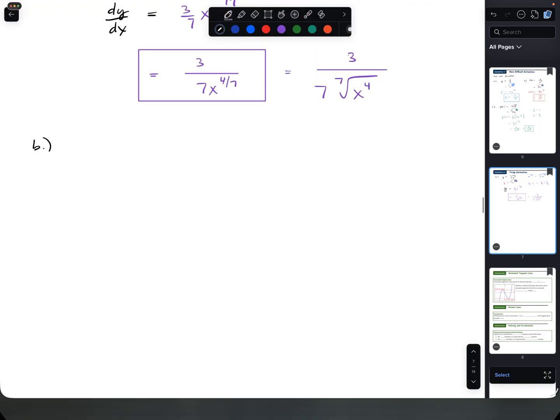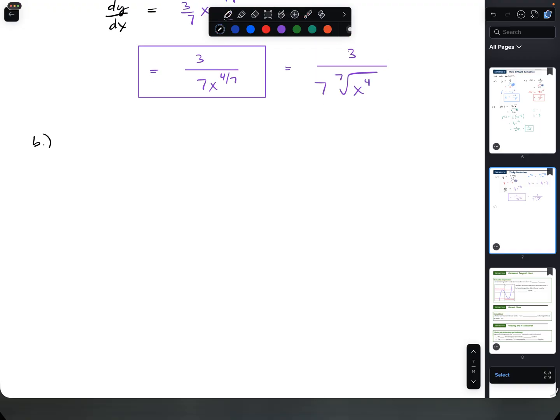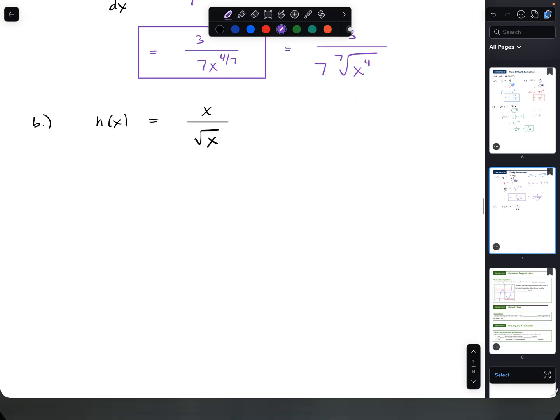All right, part B. Say I give you guys h of x is equal to x all over square root of x. Okay, a trap you don't want to fall into is that when you have a fraction, the derivative of the function is not the derivative of the top divided by the derivative of the bottom. We have a rule for division of two functions, and you will learn that this coming week.